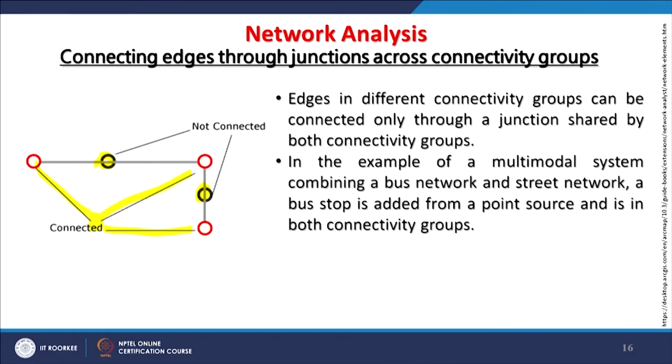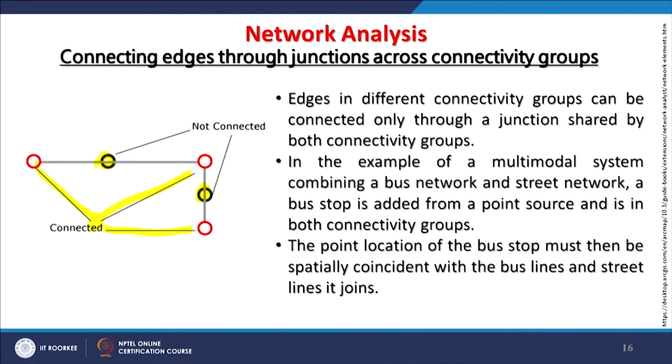So, in this example, in a multimodal system combining a bus network and a street network, a bus stop is added from a point source and joins both connectivity groups. So, by creating a junction, you can connect two different systems, multimodal systems, and a point location for a bus stop can then be spatially coincident with the bus lines and street lines also.